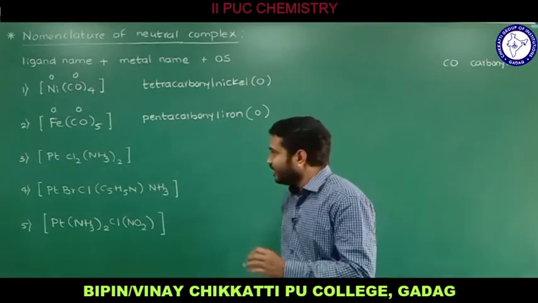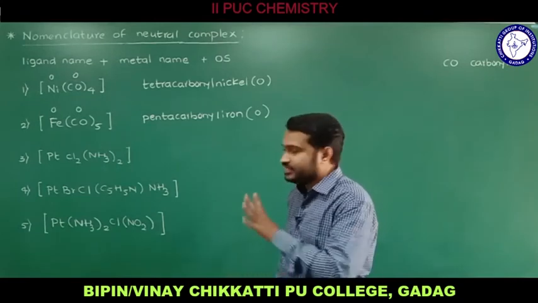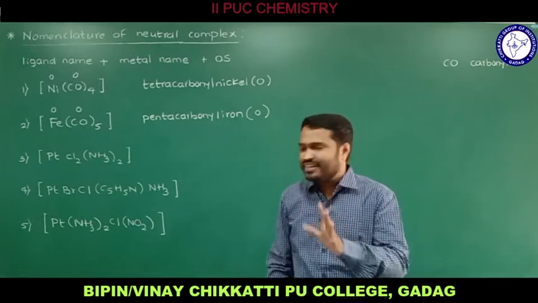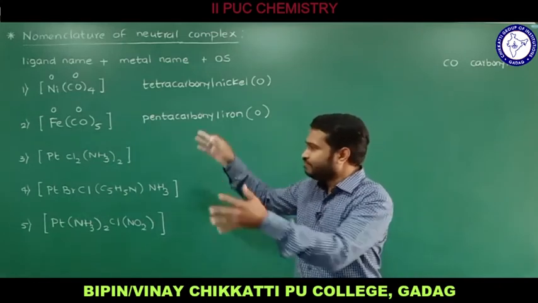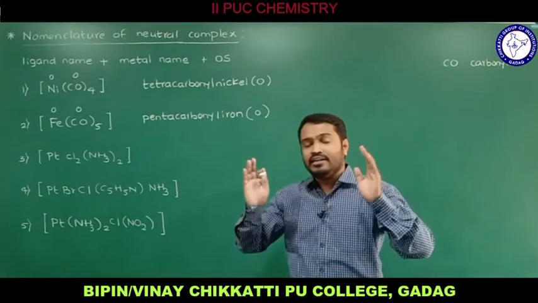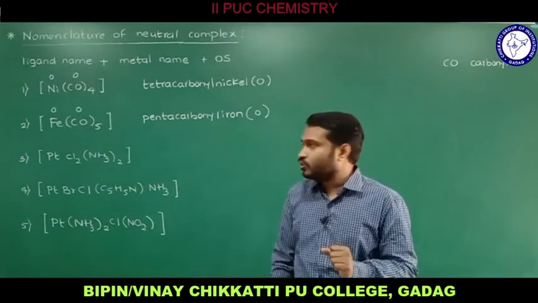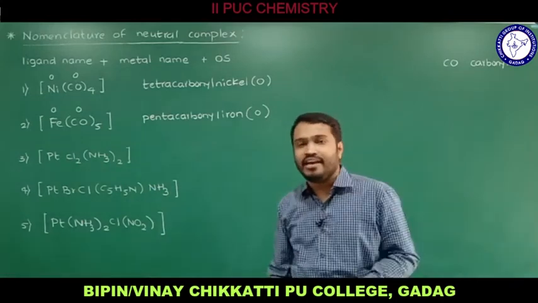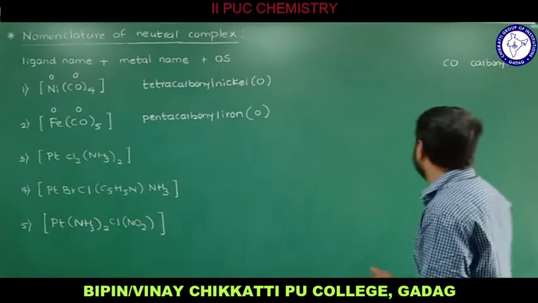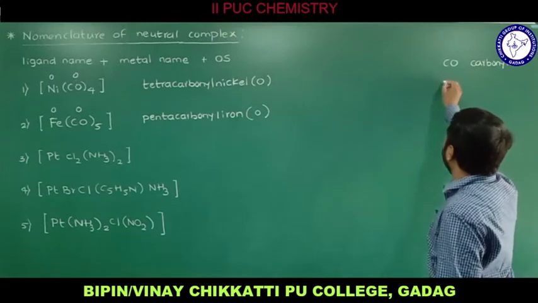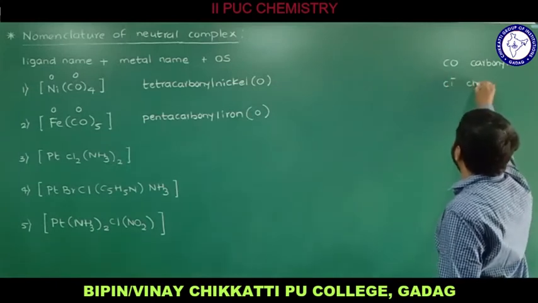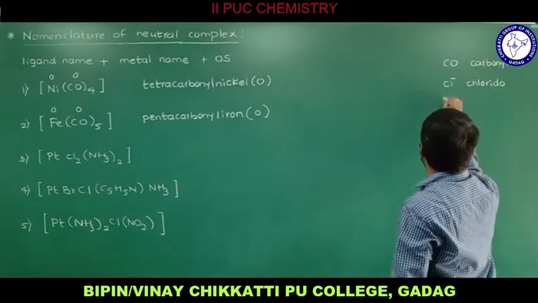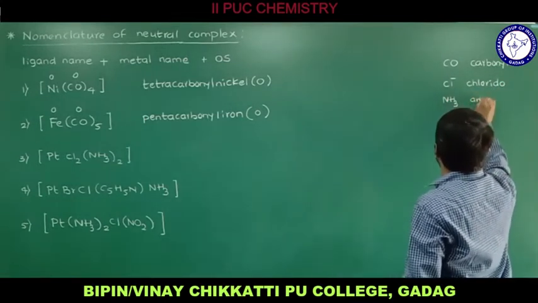Now I will come to example number 3. Pt we have and Cl we have and NH3 we have. So Pt, platinum, will be the central metal atom, one can easily guess. And if you consider all the examples I discussed, all these are d-block, transition elements only. So platinum is a transition element and Cl and NH3, two different ligands we have. Heteroleptic complex it is. Therefore the first one is the ligand Cl minus, and we call it chlorido, isn't it? And one more ligand is NH3 and we write it as ammine.